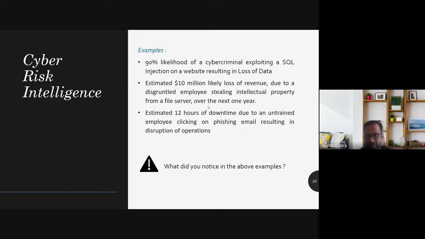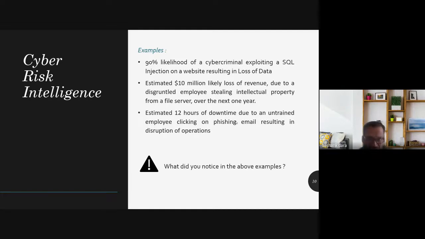Okay, then let me answer. In almost all of these three statements, we're talking about an attack, an impact that might happen in coming time. It has not yet happened, right? If you see here, we are telling to some level of accuracy that 90% likelihood, estimated 10 million, estimated 12 hours downtime, right? So that's the key term here when it comes to risk statements.